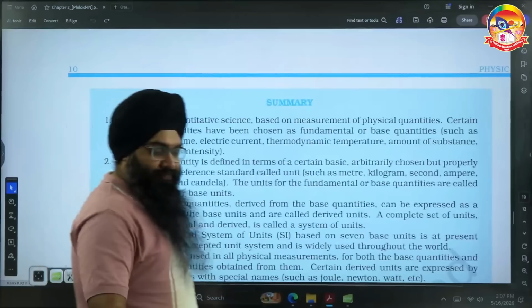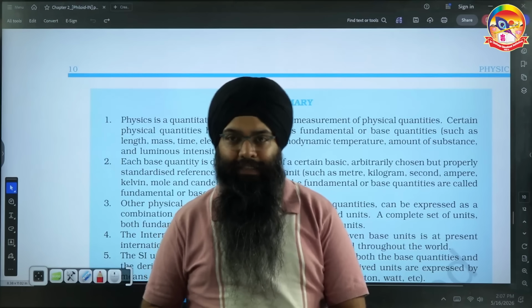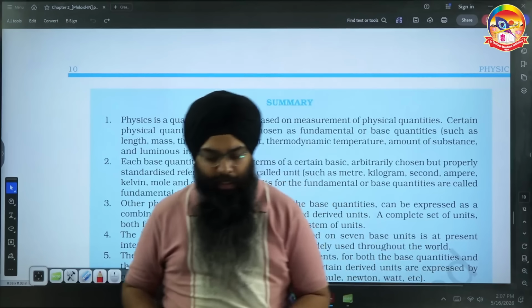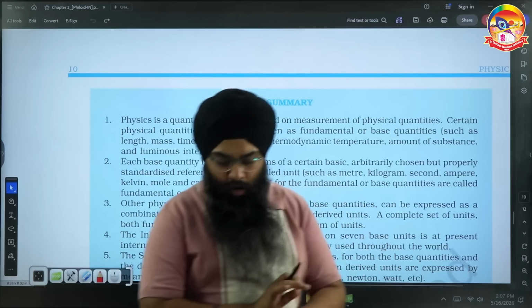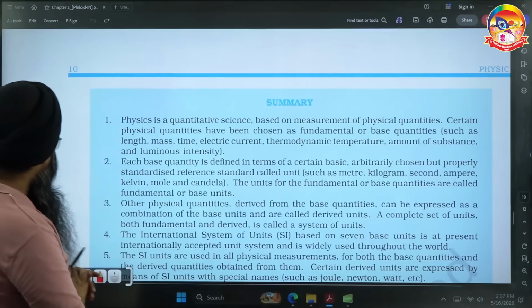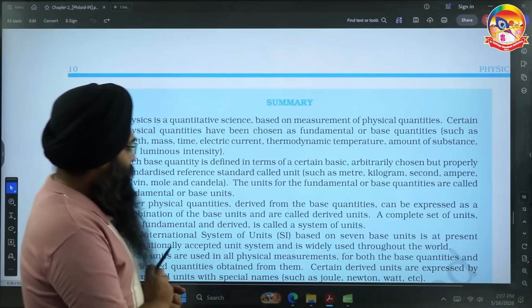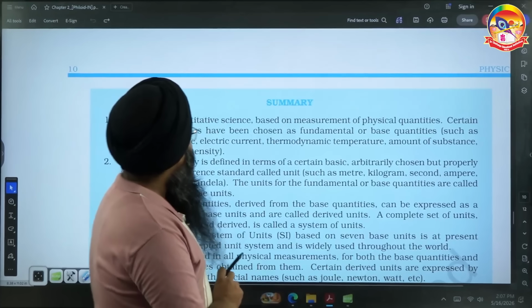So with this, our first chapter, units and dimensions, basic concepts, whatever was written in NCERT, I have told you all of it. And now let us go to the next concept. The next concept is laws of motion. So now let me come to the next topic, that is laws of motion.